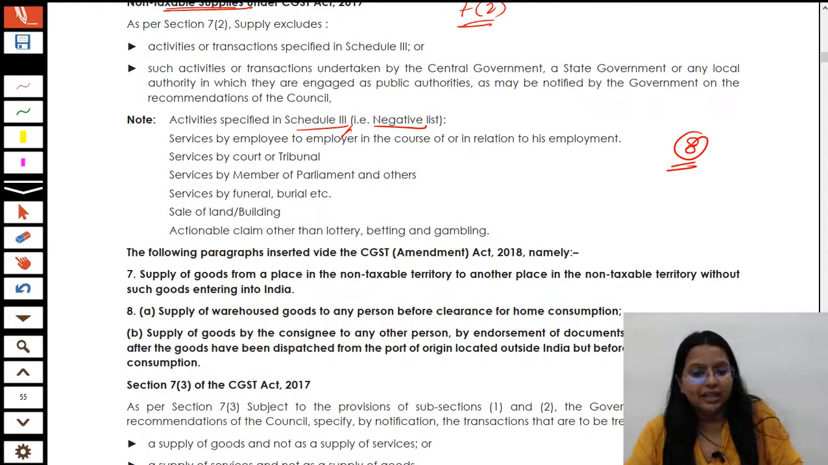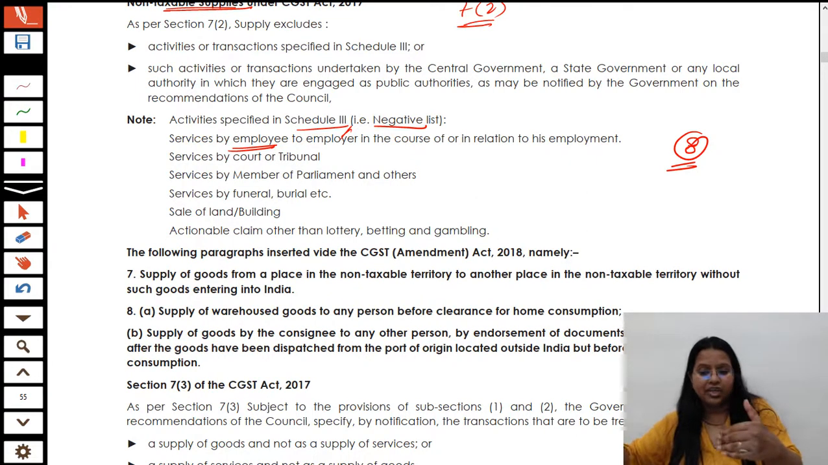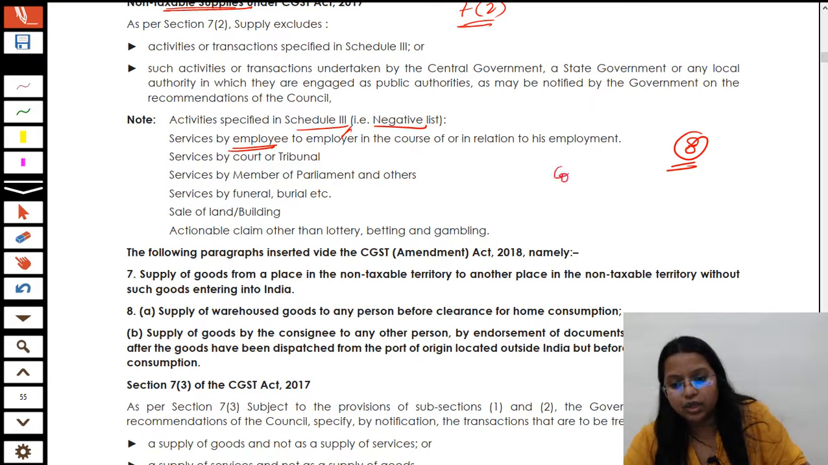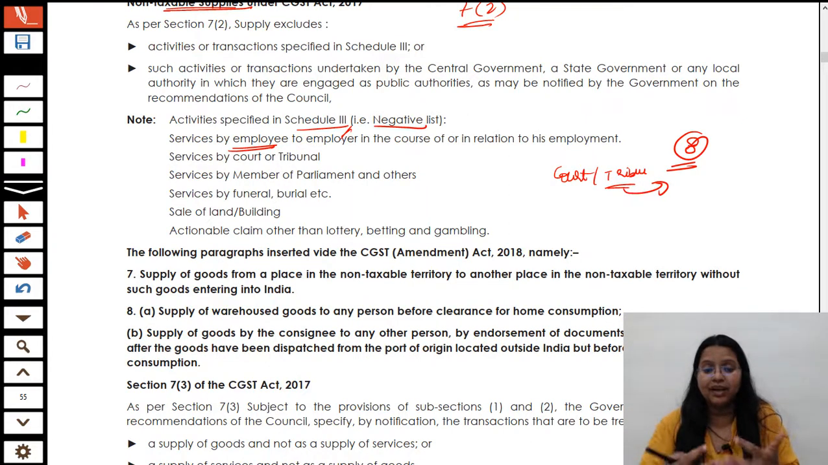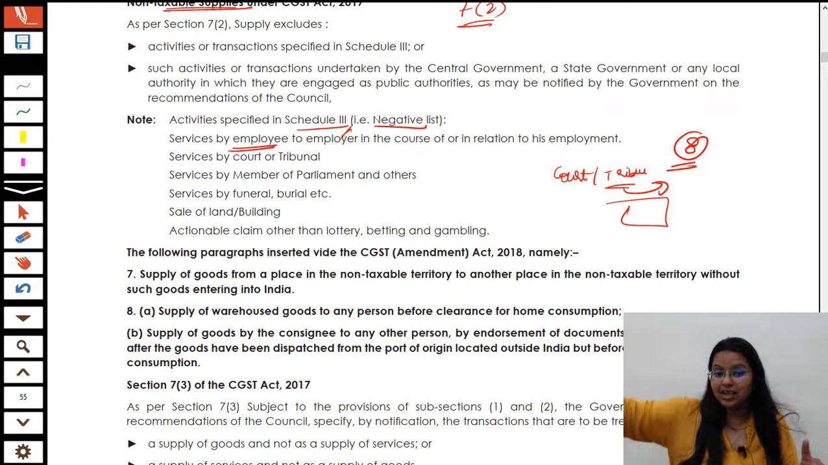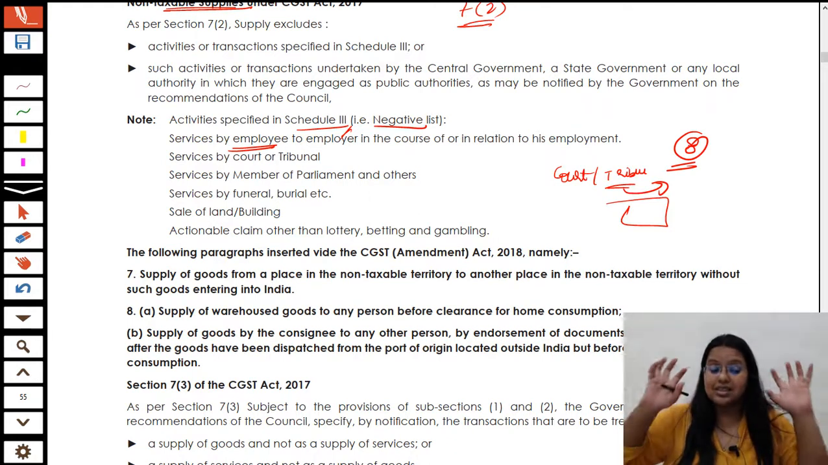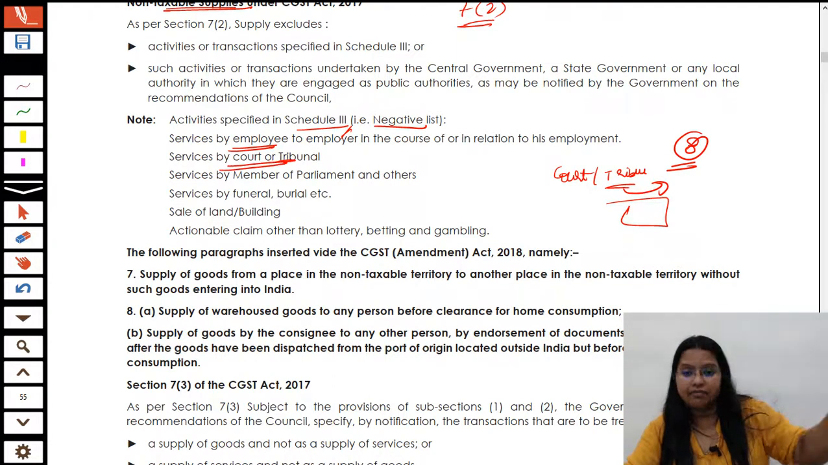First case is when services are given by employee to employer in the course of or in relation to employment. We have already covered it. Second is, student, wherever the court or tribunal has provided their service, that is they are providing any judgment and all, it will be covered under the negative list. They are talking about the court or tribunal, not the advocates. For advocates there is another point, not the court. This is only the court or tribunal. So services by court or tribunal will be covered under the negative list.